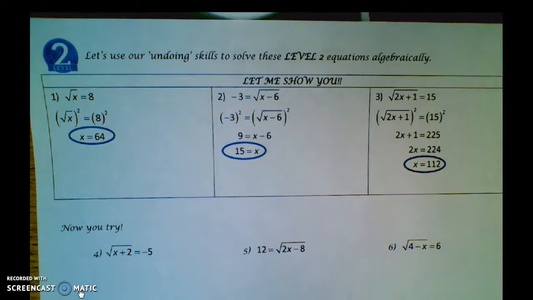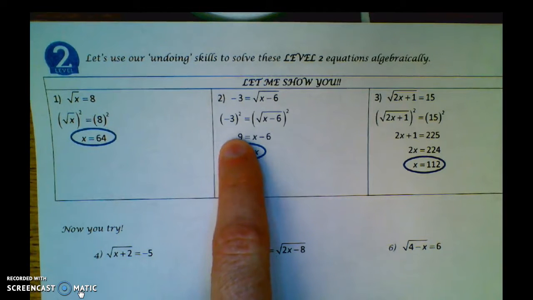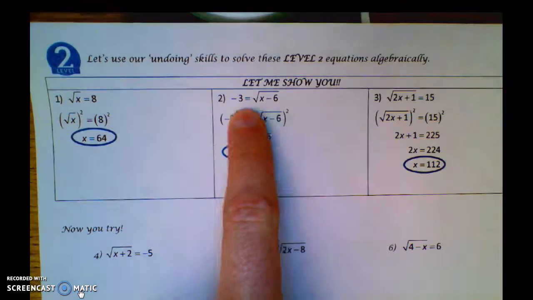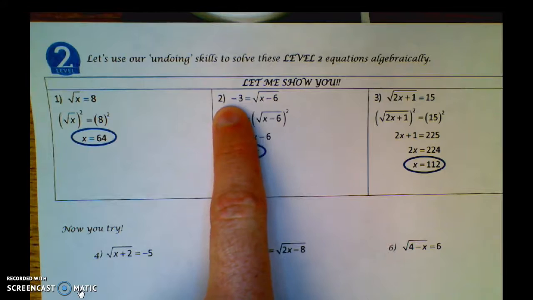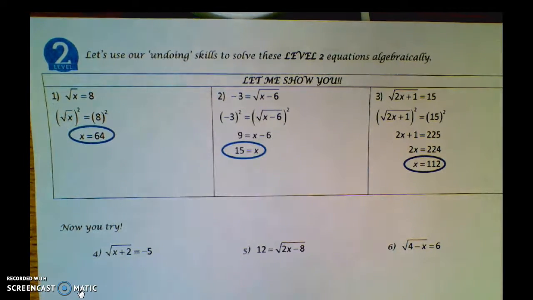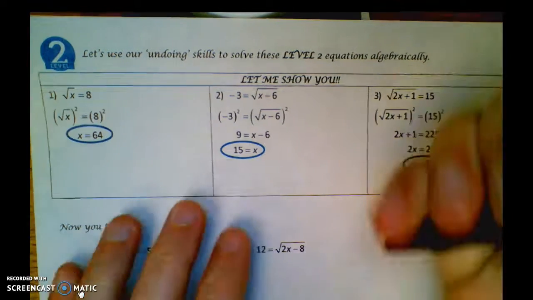This equation, the work here is actually incorrect. The reason is, initially the way the problem is set up, this cannot happen. You can't have a square root of a number equal a negative number. So automatically, this one will not give you a solution.